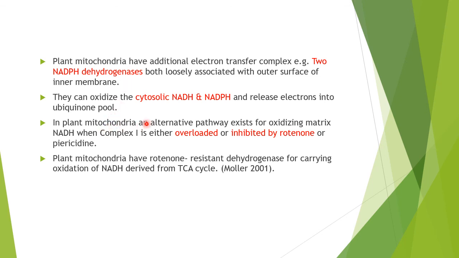In plant mitochondria, an alternative pathway exists for oxidizing matrix NADH when complex 1 is either overloaded or inhibited by rotenone or piericidin. So plant mitochondria basically have a rotenone-resistant dehydrogenase for carrying out oxidation of NADH derived from the TCA cycle. If you see the plant from which rotenone is taken, there could be a blockade of its dehydrogenase, but it is resistant to rotenone. So it has been tested in the case of the animal ETCs only.